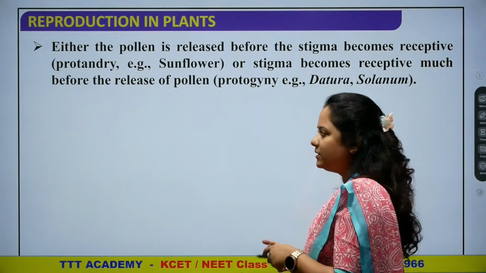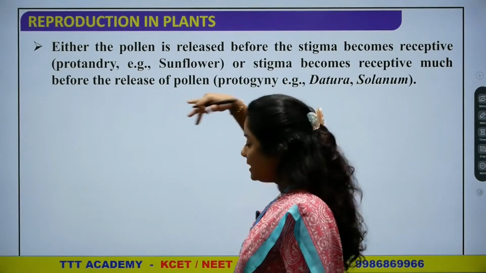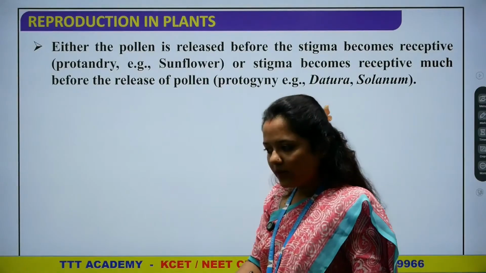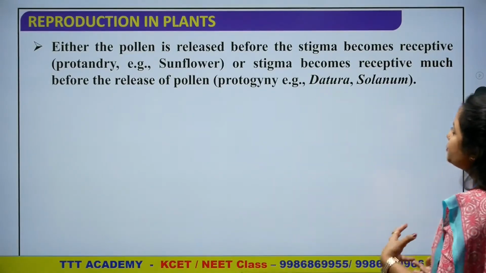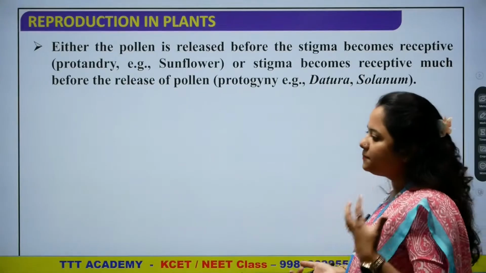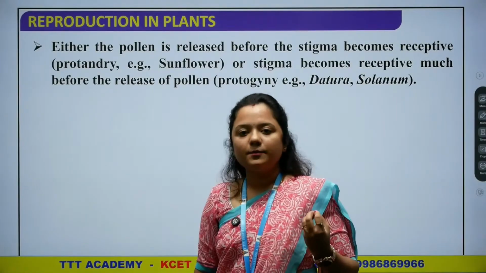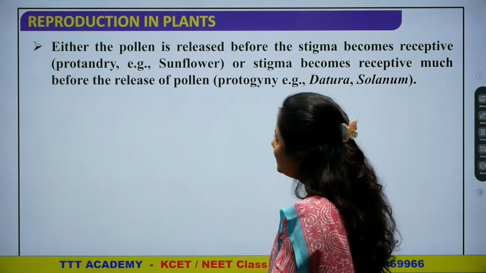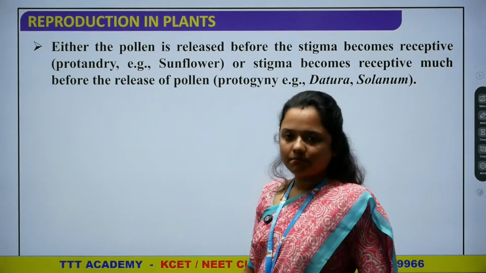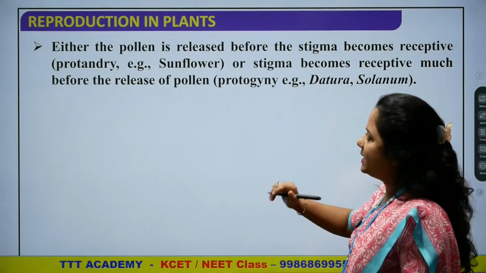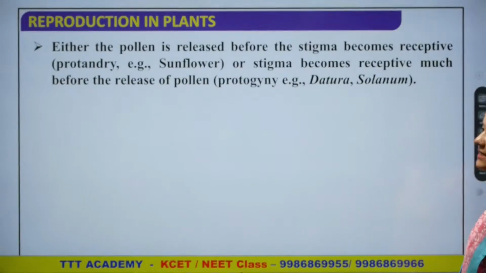So in that condition, whenever the pollen is released, everything is fine, but still the female gametophyte is not yet ready to become receptive or to receive the pollen grains, correct? So that kind of condition of dichogamy takes place in sunflower. Okay, the sunflower plant shows this kind of technique.